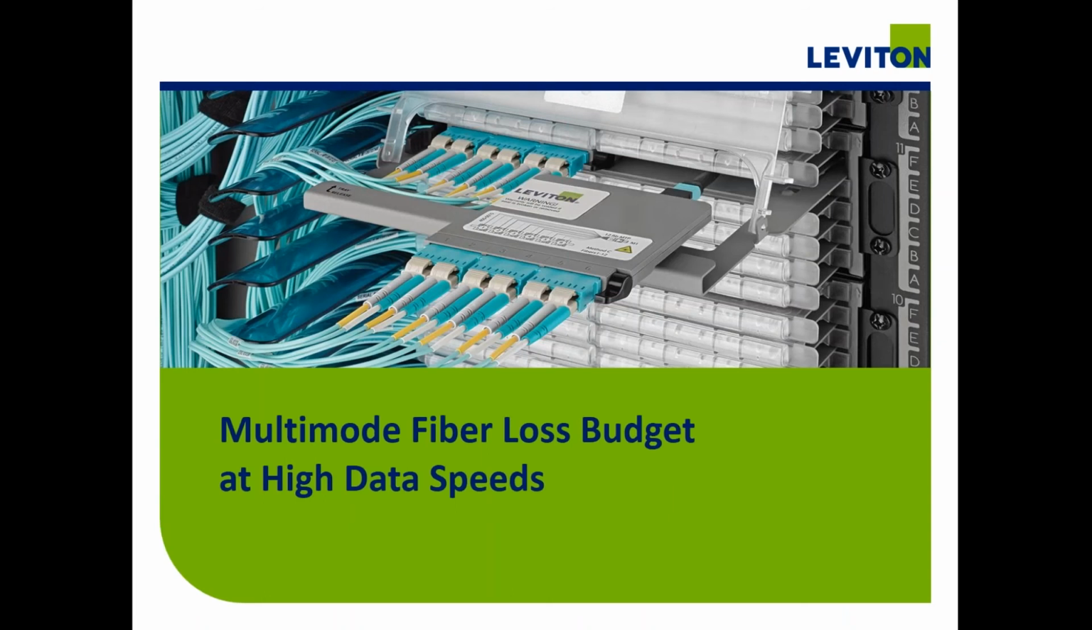In the next session, I will look into fiber loss budget for 2 and 4 connections at high data speed for multi-mode. Multi-mode is still the most cost-effective solution for data centers with trunk lengths of less than 100 or 150 meters. 90+% of fiber trunk lengths are less than 100 meters, as you saw in the previous slide.